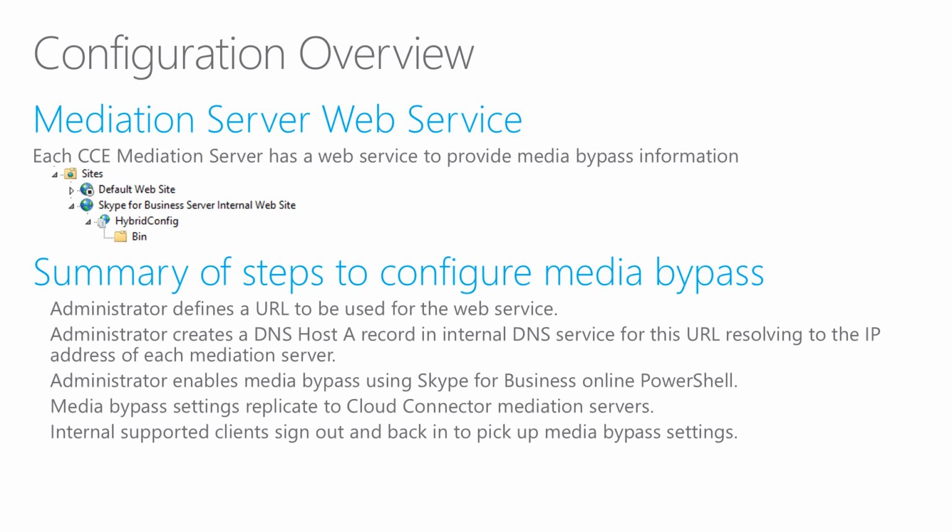Summary of steps needed to configure media bypass. We will go over the details on each of these steps in the following slides. In summary, the administrator needs to define a URL to be used for the web service. The administrator needs to create a DNS host A record, an internal DNS service for this URL, resolving to the IP address of each mediation server. The administrator will enable media bypass using the Skype for Business Online PowerShell. Media bypass settings are then replicated to each Cloud Connector mediation server. And finally, internally supported clients will sign out and sign back into their Skype for Business client to pick up the media bypass settings.